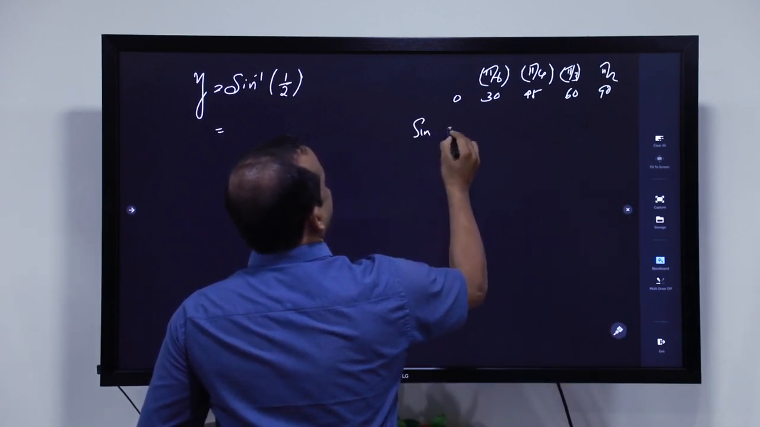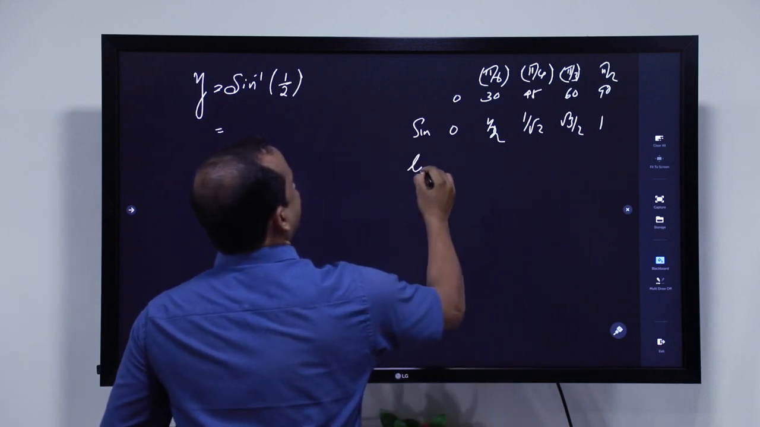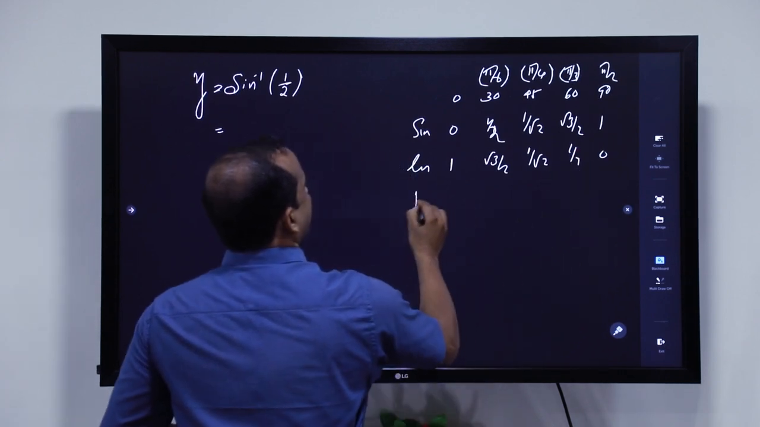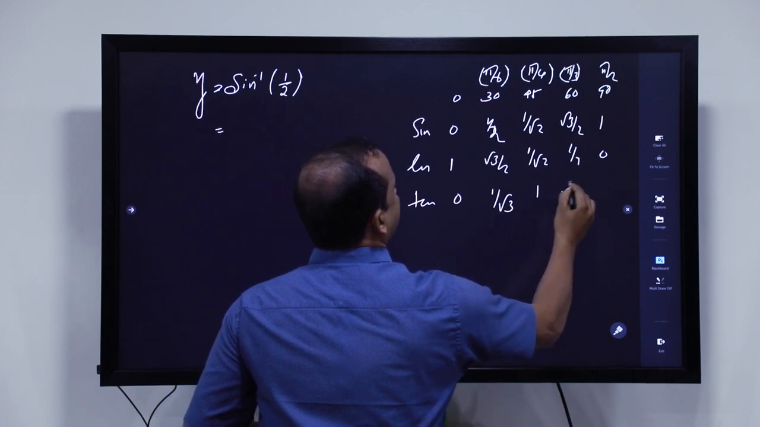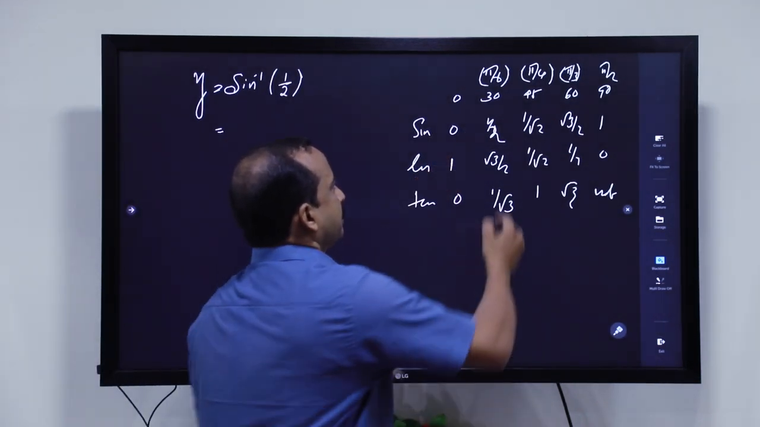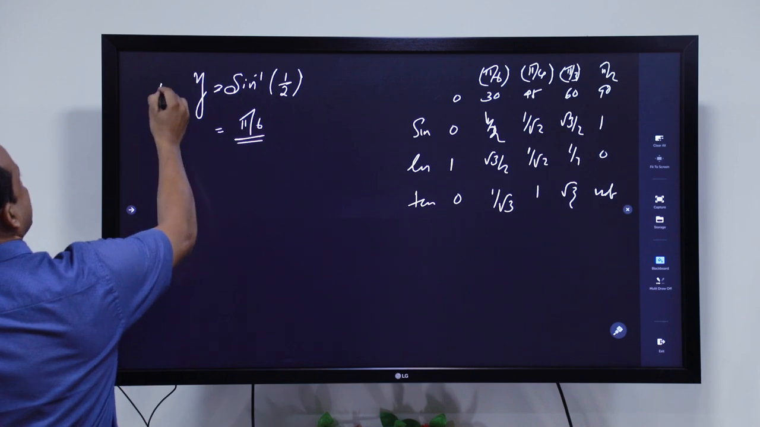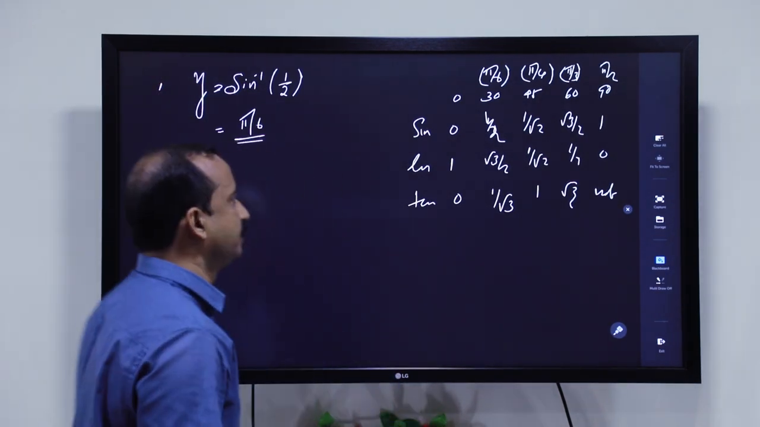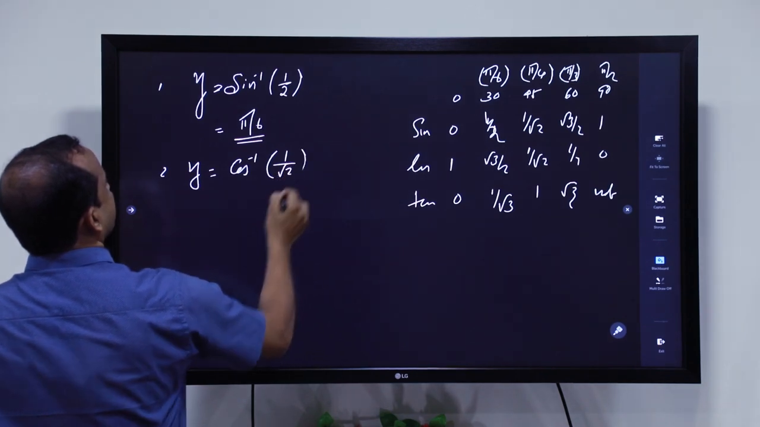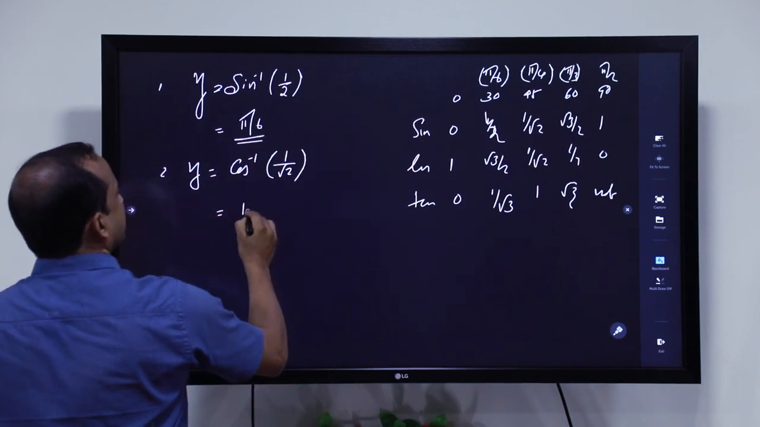You know the sine values are 0, 1/2, 1/√2, √3/2, and sine 90 is 1. The cos values are 1, √3/2, 1/√2, 1/2, 0. And tan values are 0, 1/√3, 1, √3, and not defined. The value of sine inverse 1/2 is clear. Which angle has sine value 1/2? That is 30 degrees. Converted into radians, 30 degrees is pi by 6. The principal value of sine inverse 1/2 is pi by 6. It's very easy. Now the second question: cos inverse 1/√2. Cos of which angle is 1/√2? That angle is 45 degrees, which in radians is pi by 4.